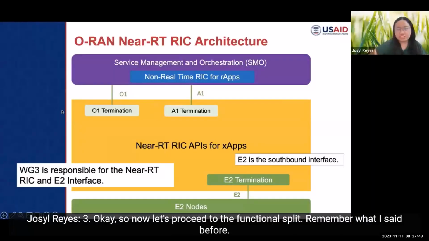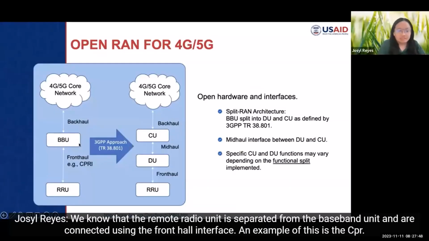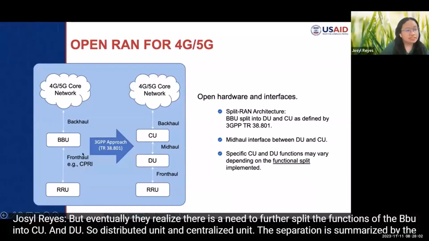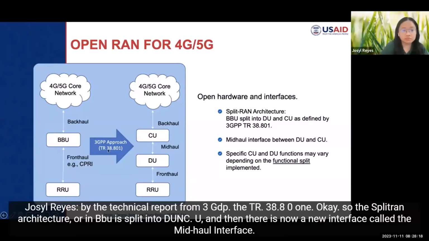Okay, so now let's proceed to the functional split. Remember what I said before? We know that the remote radio unit is separated from the baseband unit and they are connected using the fronthaul interface. An example of this is the CPRI. But eventually, they realized there is a need to further split the functions of the BBU into CU and DU, so distributed unit and centralized unit. The separation is summarized by the technical report from 3GPP, the TR 38.801.